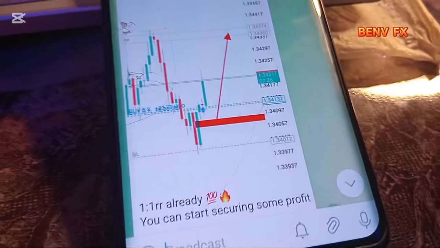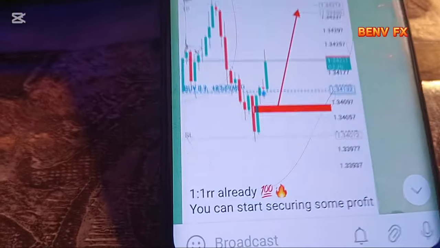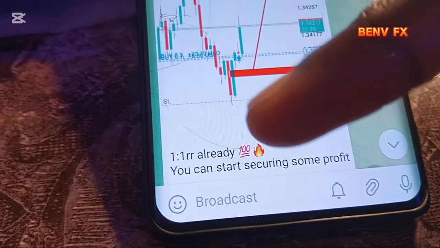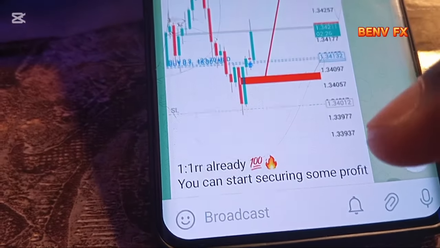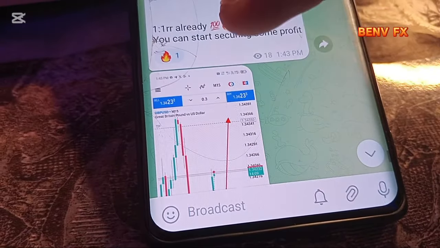You understand? So as the market reached 1 to 1, immediately I told them, 1:1 RR already. You can start securing some profit. You understand? So I just told them like that, following them back to back to back.